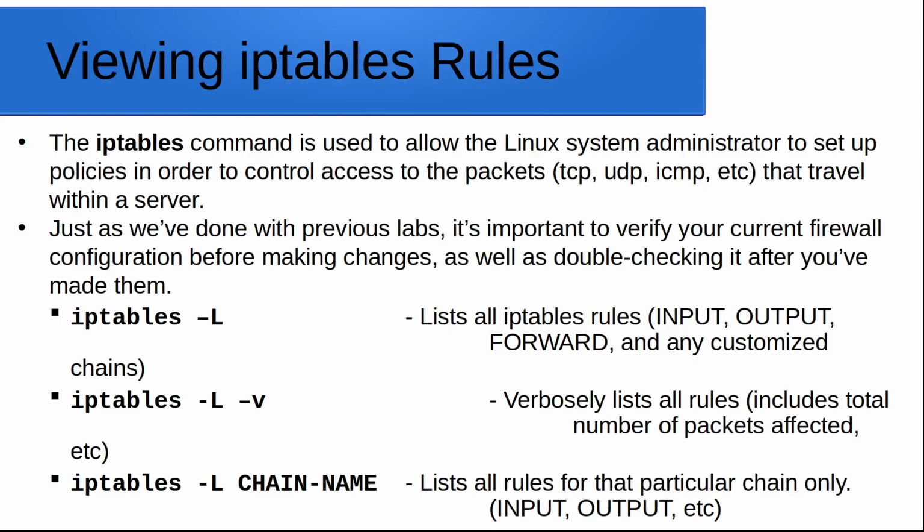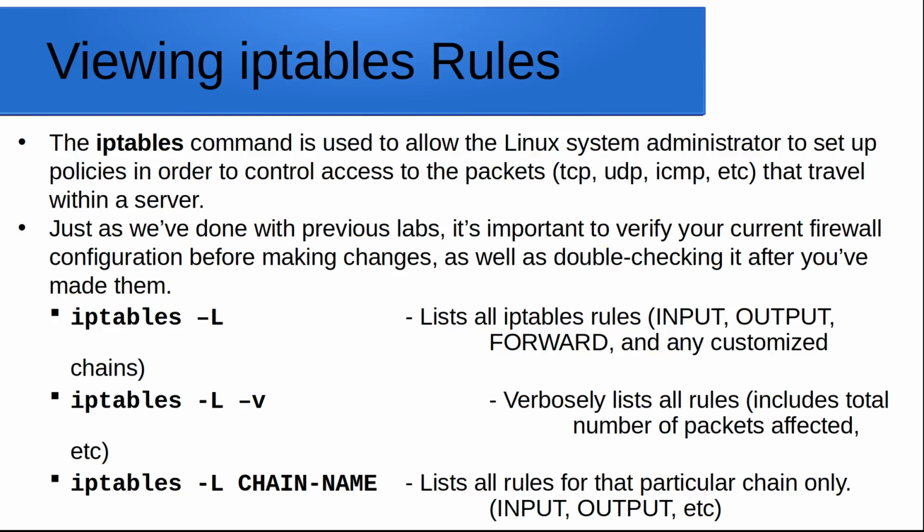So to configure iptables, we use the iptables command, and it allows you to set up policies to control access to the packets based on ports, protocols, source and destination IP, all kinds of fun stuff. And just like we've done previously with other labs, you want to make sure that your current firewall is active before you make any changes. And even after you make changes, right? You tend to want to double check and make sure that your changes took effect, right? So some useful commands for that.